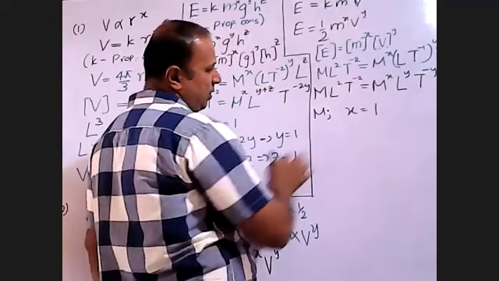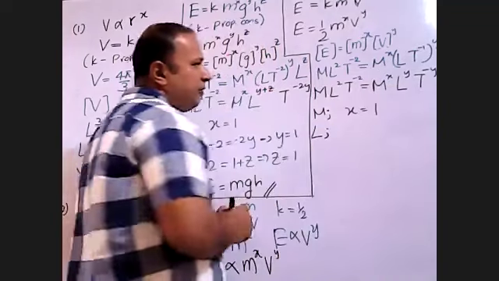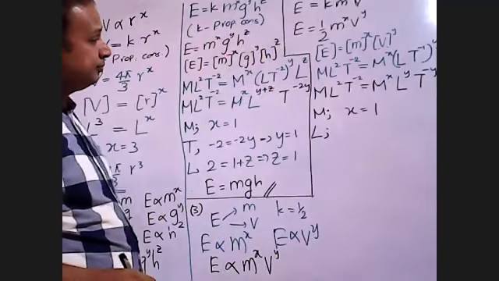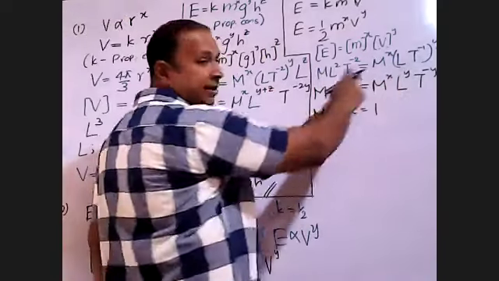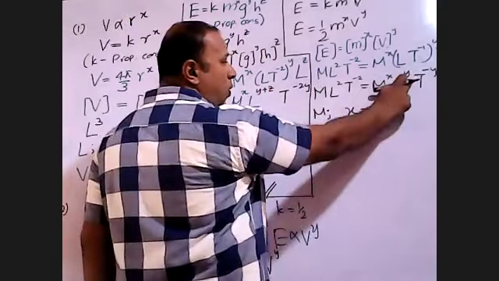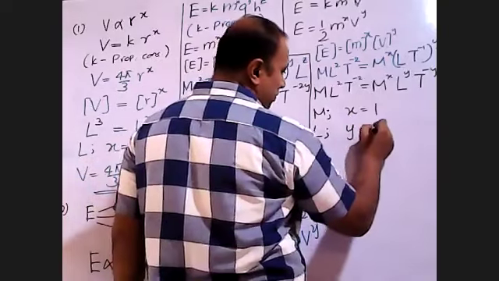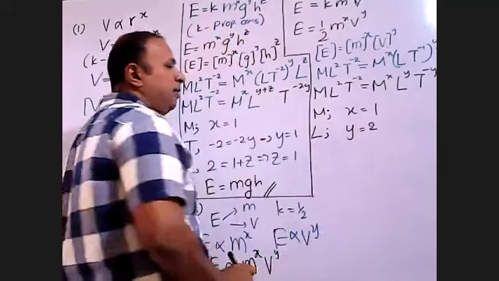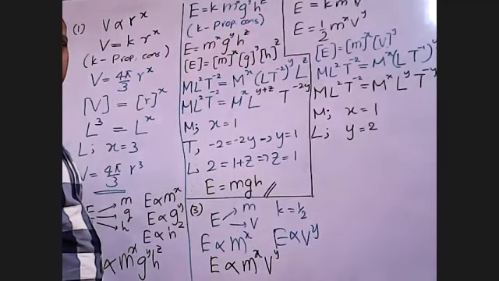Then what is the easiest one? L, no? So if I equate L, you can clearly see here 2, here y. Therefore, y should be equal to 2. Now the problem is solved. X is equal to 1, y is equal to 2.